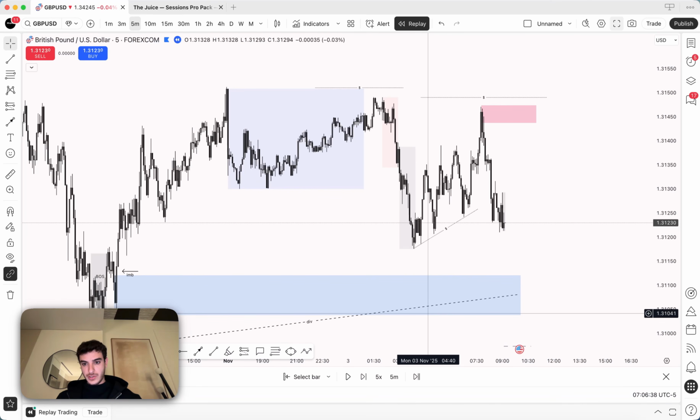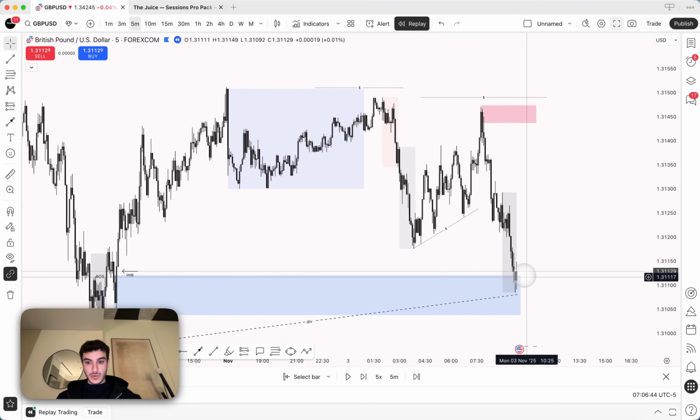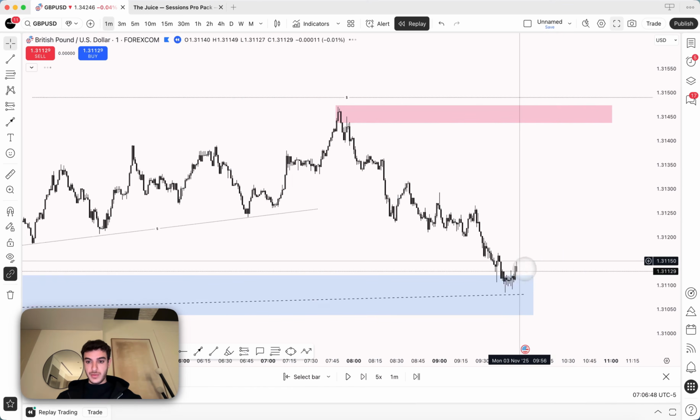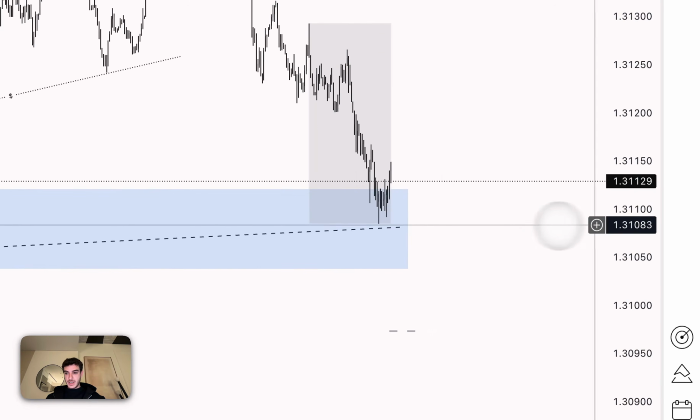And then as you can clearly see, the session opens. Once the session opens, we see a tap into it. When that tap into it is there and you are still within the session, you go now to the 1-minute time frame and you're now trying to find an entry.